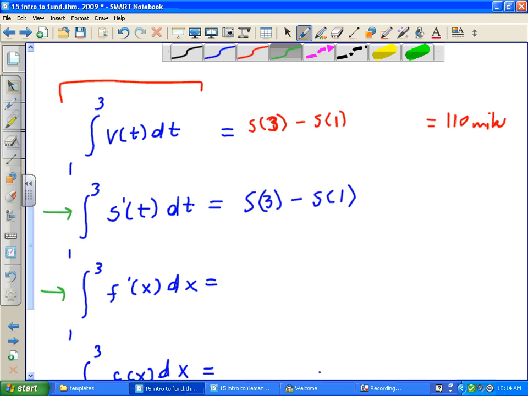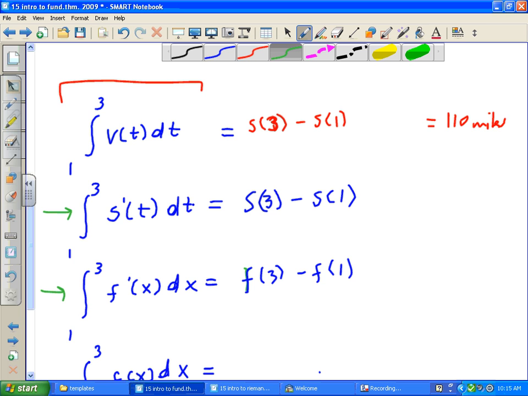If you were integrating s prime of t, the answer was s of 3 minus s of 1. If you're integrating f prime of x in general, what do you think the answer will be? Following the same exact pattern. Would everybody agree? F of 3 minus f of 1. Would everybody agree? What's the pattern that we observed here? If you have the derivative of the function on the left-hand side, on the right-hand side you have the function's antiderivative, basically, right? So if it's f prime, you're going to observe just an f over here.